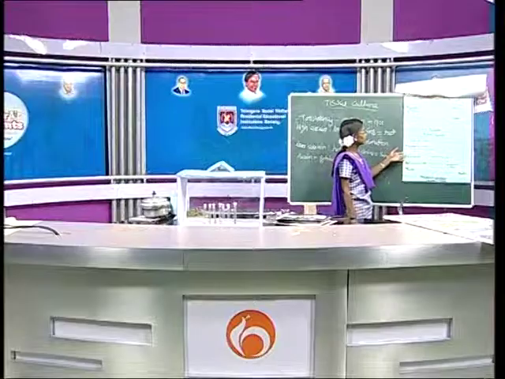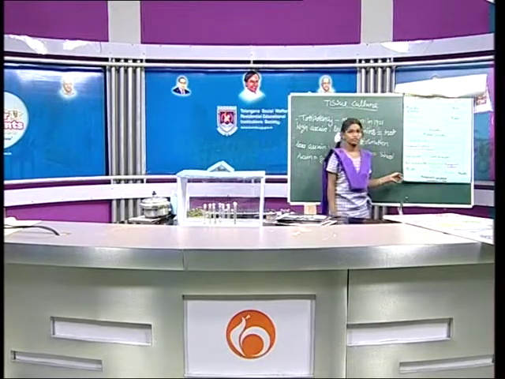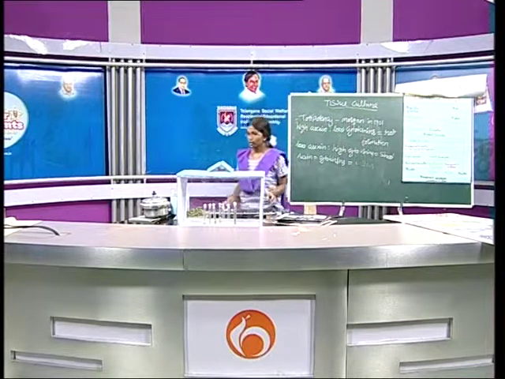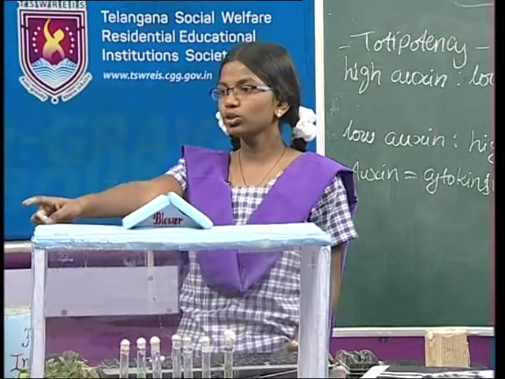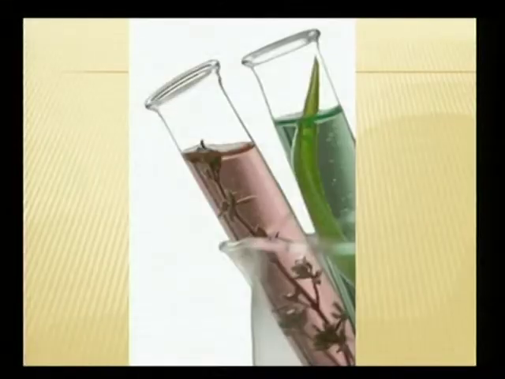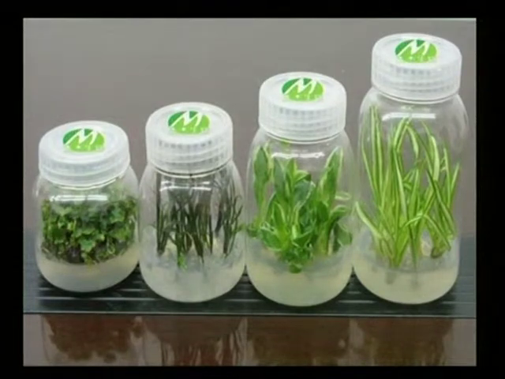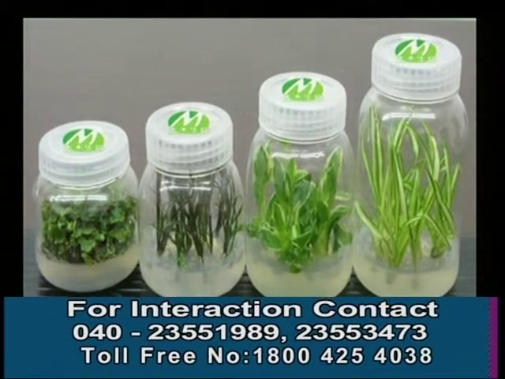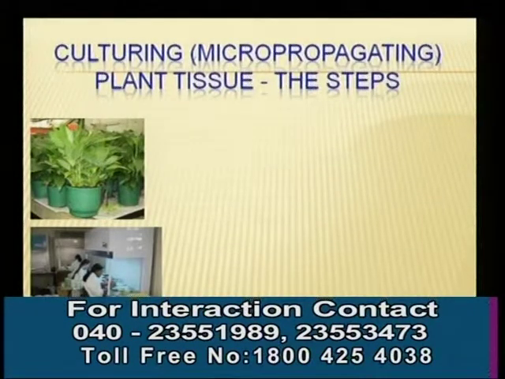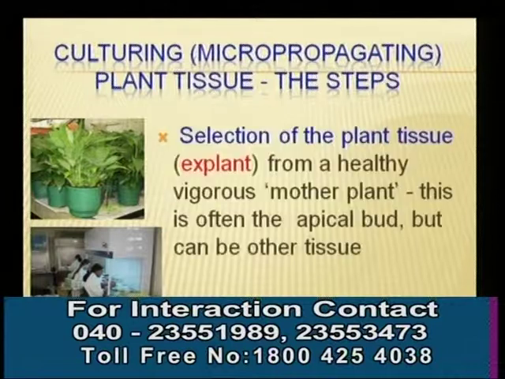This is about the tissue culture process. Let us recapitulate. The formation of shoot and root is called organogenesis. Here, see how an individual plant is raised from a single plant. Observe here, there are different types of culturing plants. Plant tissue culture, the steps.